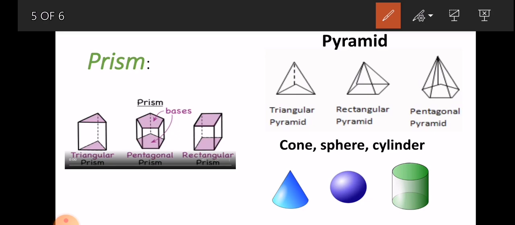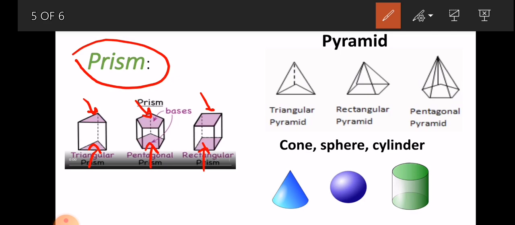Yes, and the top face and the bottom are exactly the same. So we call it prism. Here also the top and the bottom are the same. The top and the bottom the same. That's why we call it prism.